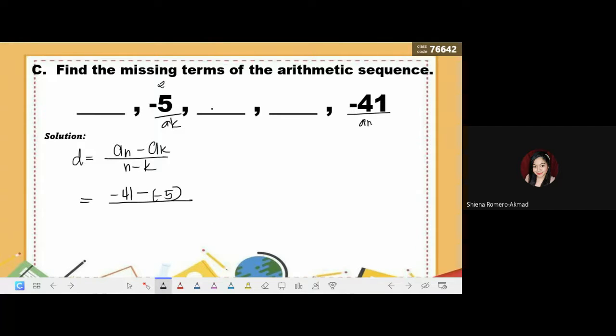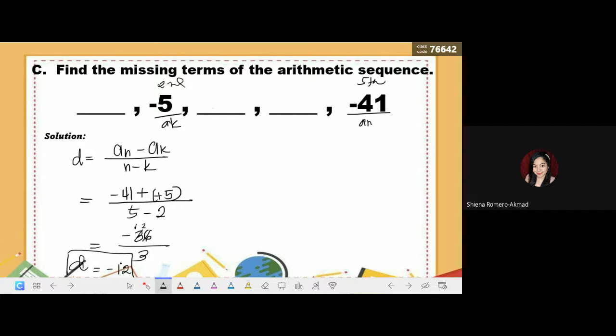This is the second term. Third, fourth, fifth term. So 5 minus 2. Negative 41 minus negative 5. Change the sign. Proceed to addition. So magiging negative 36 divided by 5 minus 2 is 3. Then mag-divide tayo. 3 divided by 3 is 1. 6 divided by 3 is 2. So we'll have negative 12. Difference now is negative 12.